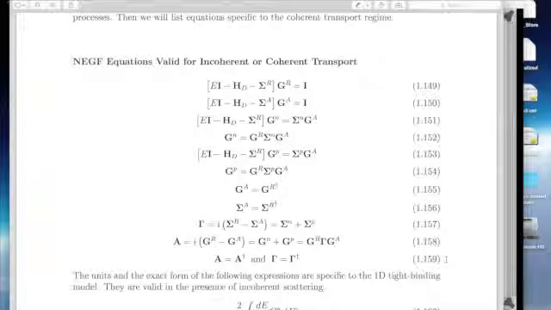And it can be written in two ways, both 151 and 152. So 151 is sort of the equation of motion. 152 is just multiplying through by G^R, since the equation above it is (G^R)^-1 G^n equals Sigma^in G^A. Right? That E minus H minus Sigma is just (G^R)^-1. So you multiply that through by G^R and you get the next equation below it. Same for the hole correlation function, G^p.